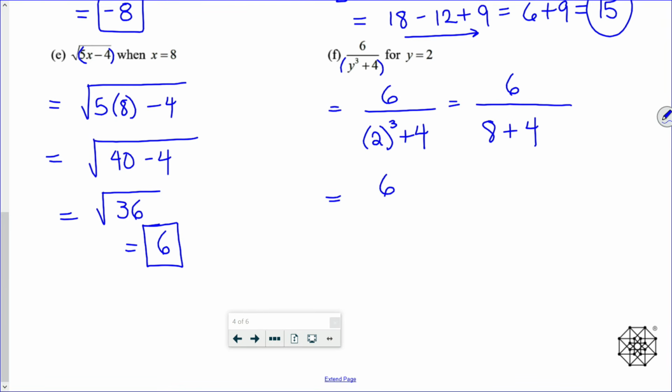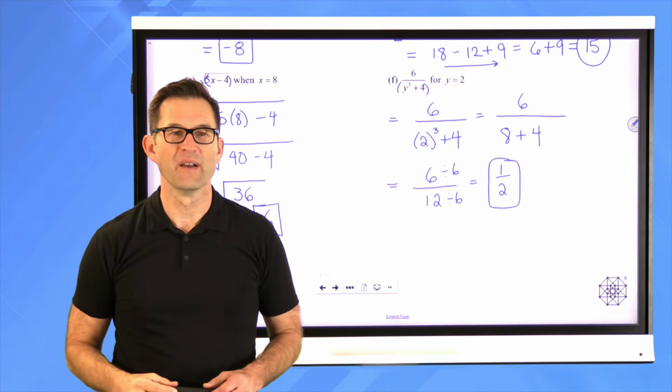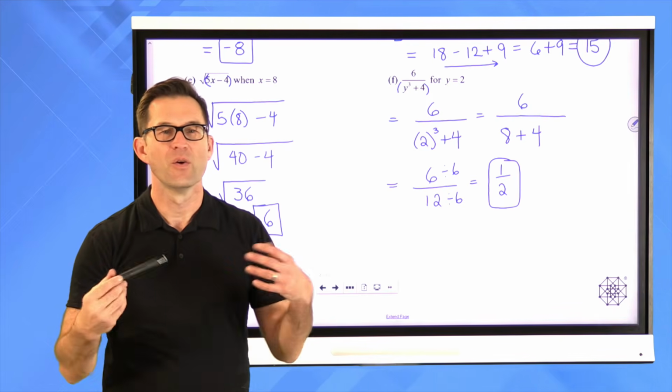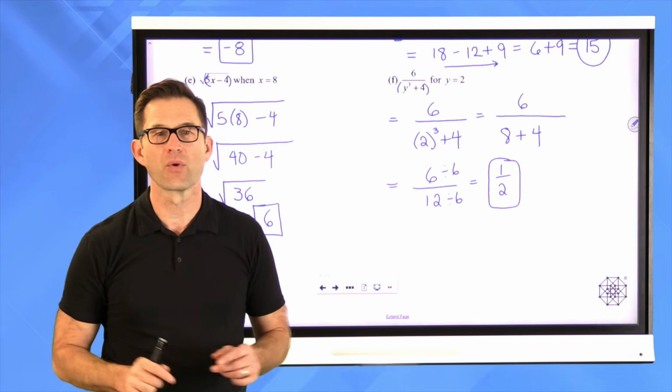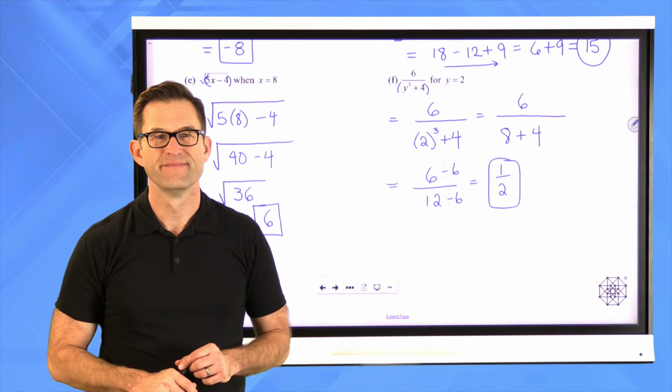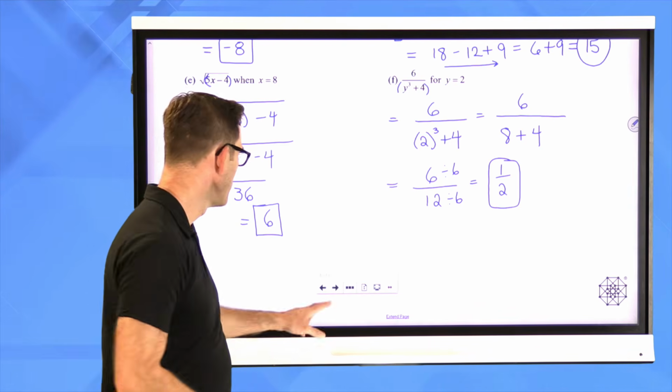Now I'm going to sum in the denominator, 8 plus 4 is 12, and I can divide both numerator and denominator by 6, and I find that my final result there is 1/2. All right, just working it down, right? Working it down, using your order of operations. All right, let's do a little bit more.